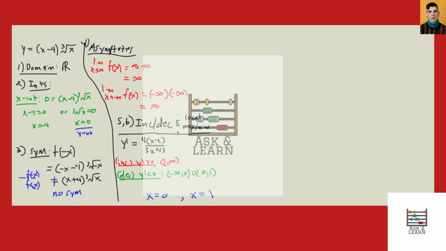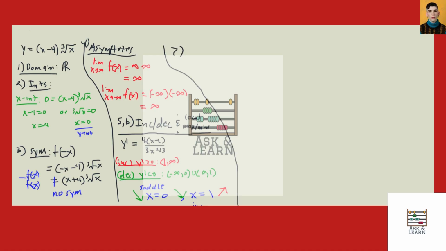So to the left of x is equal to 1, the function is decreasing. And between 0 and 1, the function is also decreasing. And then after x is equal to 1, the function is increasing. So at x is equal to 0, we're going to have a saddle point. And we know this should have an infinite slope. Now, at x is equal to 1, this is going to be a local minimum. So a minimum by just using the first derivative test.